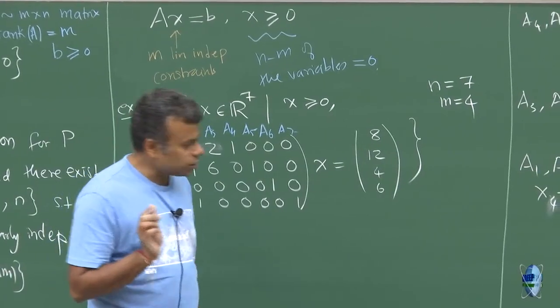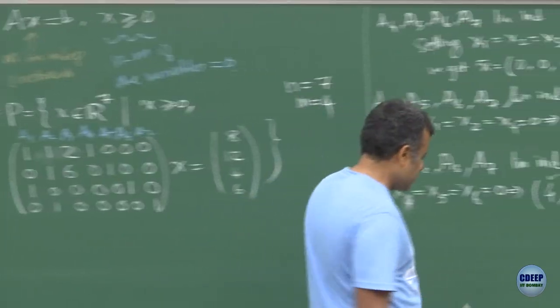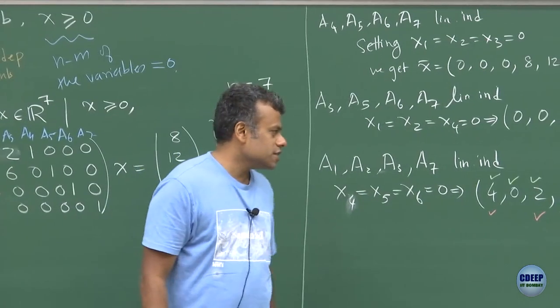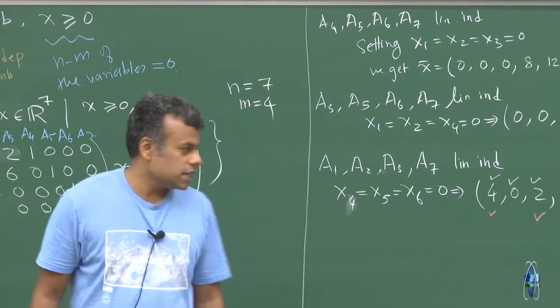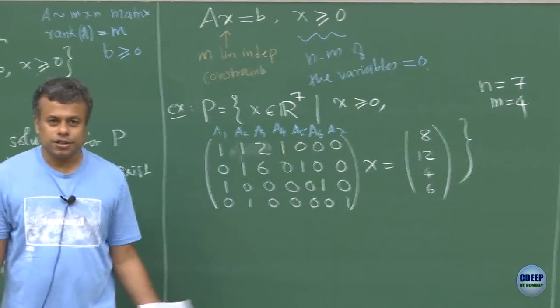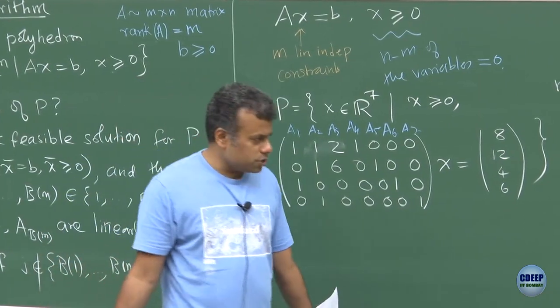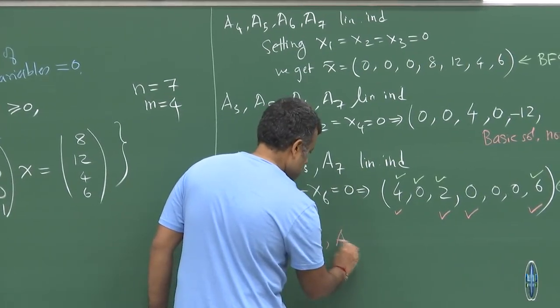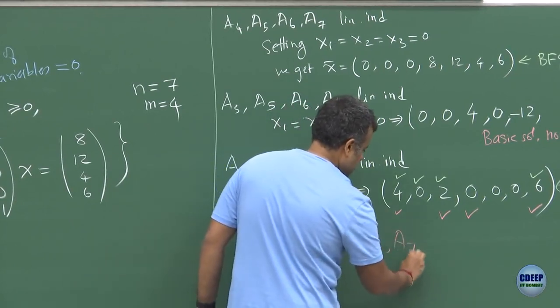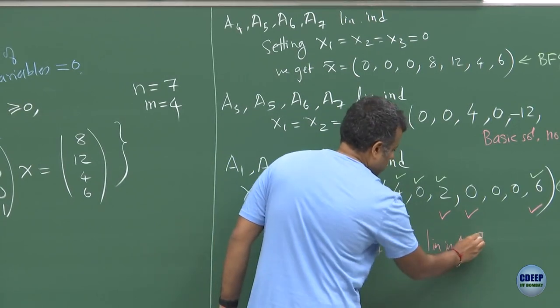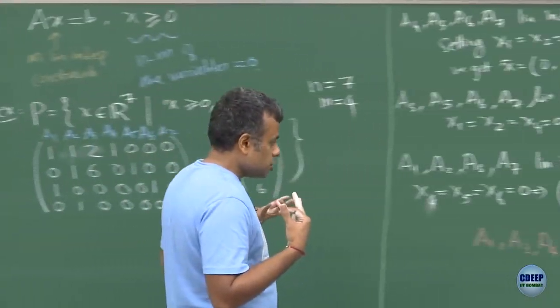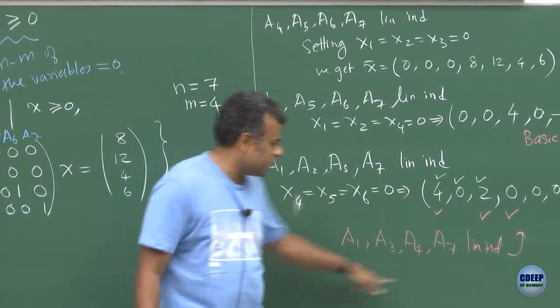Now, for this particular point, you can also verify that I can also get this as a basic feasible solution if I assume that x1, x3, x4 and x7 are basic variables, because a1, a3, a4 and a7 are also linearly independent. So observe what's happening here. There are multiple ways of picking linearly independent constraints that hold at equality, right? I picked one set of linearly independent vectors, I picked another set of linearly independent vectors.